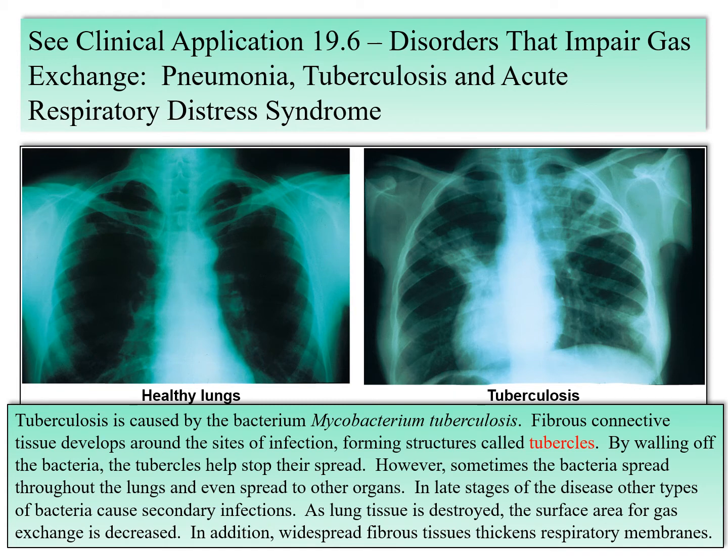Your book has a clinical application box there on page 758 that describes some disorders that impair gas exchange. I'd like you to read that over. It talks about pneumonia, tuberculosis, and acute respiratory distress syndrome. Please take some time and look that over. I'm sure in subsequent editions of the textbook, they'll be adding coronavirus, COVID-19 to this, I can guarantee you, because they do mention SARS in here, which was in the news about 10 or 15 years ago.